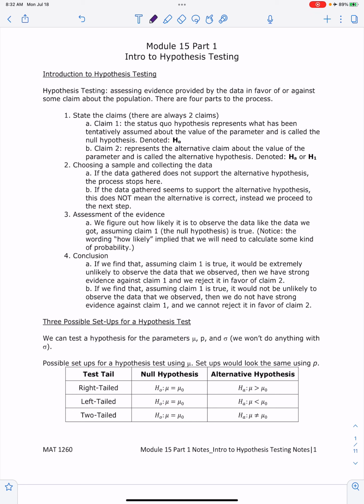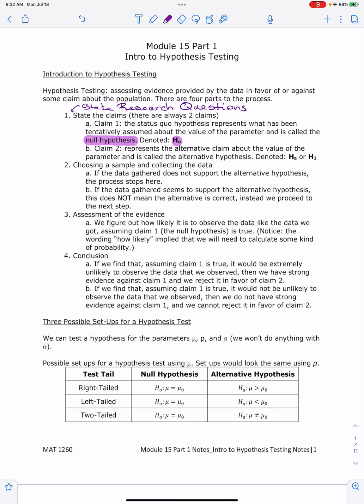The first part is to state the claims, and I am going to add in here, we're going to state the research question. And in the next couple of pages, we'll talk about how we formulate that research question and also the claims. So we have 2 claims. The first is our null hypothesis. That's our initial claim. That is our status quo.